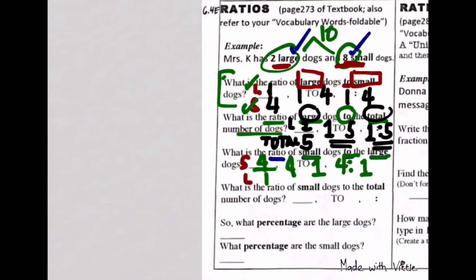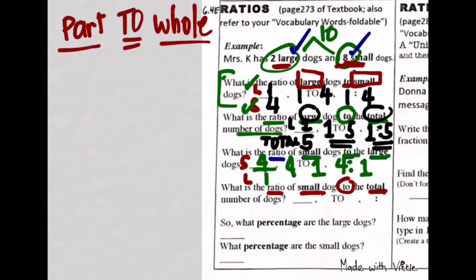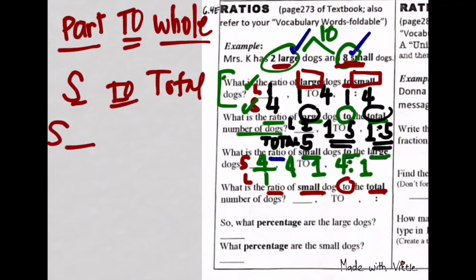Okay, now the next ratio that is being asked is small to the total. So we're going to compare part to whole. So that's going to be small to the total number of dogs. So what will be your first number on top of your fraction will be the small because it came before the word "to". And then the second number will be your total because it came after the word "to".